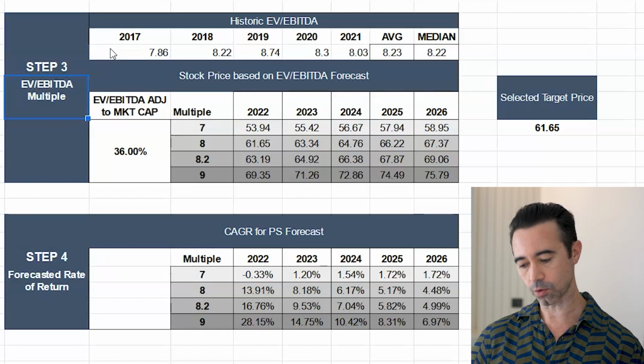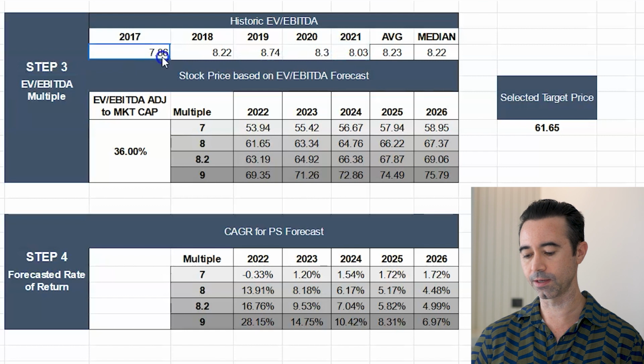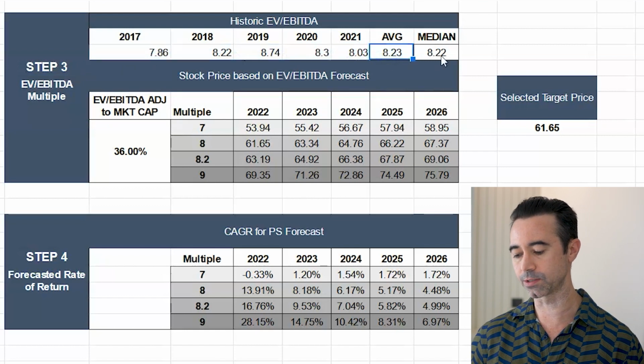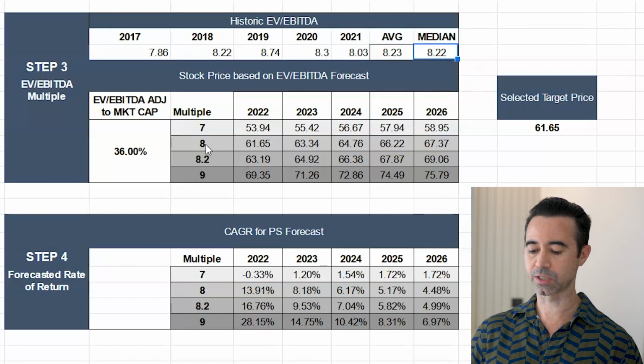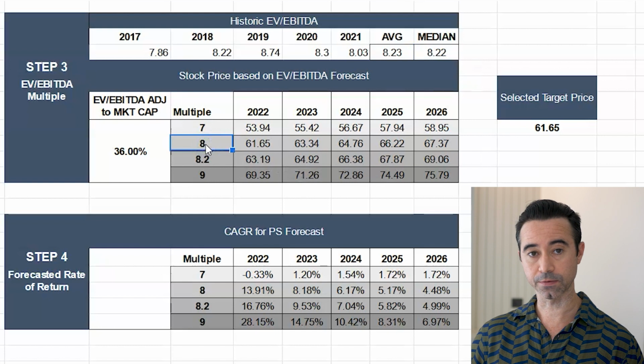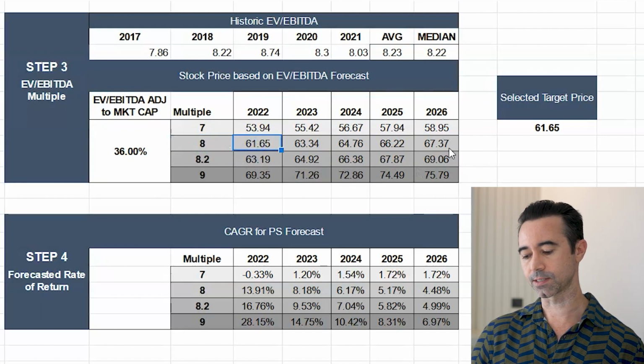So the historic EV to EBITDA is 7.86 in 2017, up to 8.03 in 2021. These are the different ranges we've had. The average of these is 8.23, and the median is 8.22. I'm going with a more conservative one on this. I'm using 8 for this. So that would be a 2022 target price of 61.65.